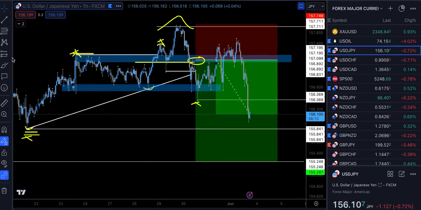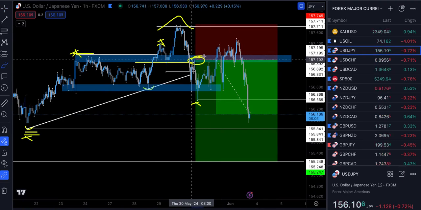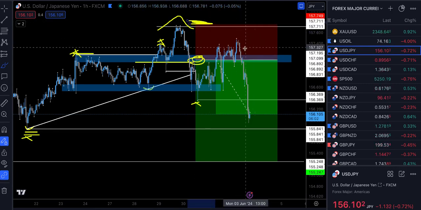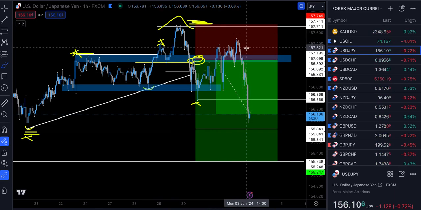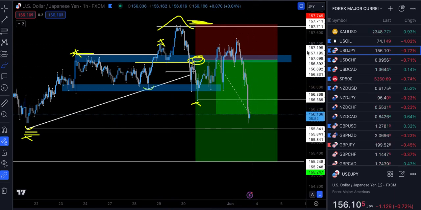And this is the very textbook setup where you see that deviation, see the reclaim, entries around here, clear invalidation above the swing high. You can see we went into a little bit of drawdown here, but ultimately price started shifting back to the downside. Okay, so great trade here.